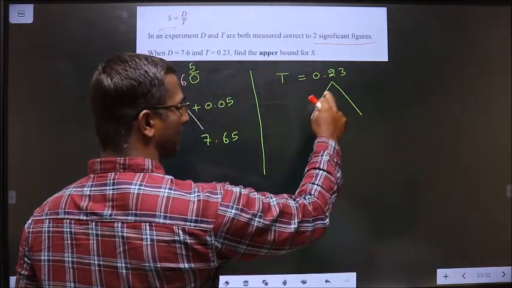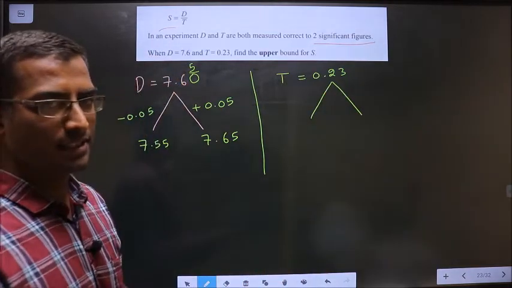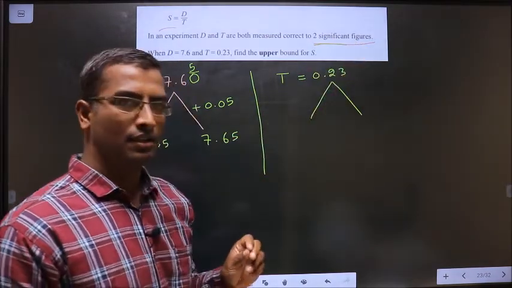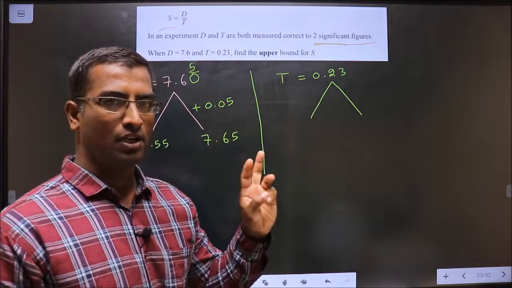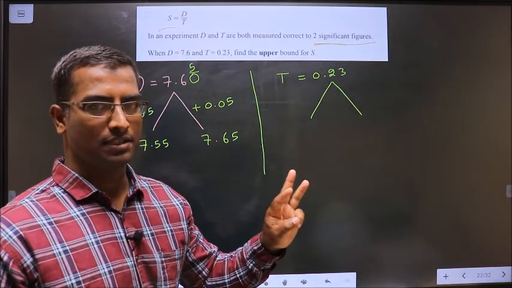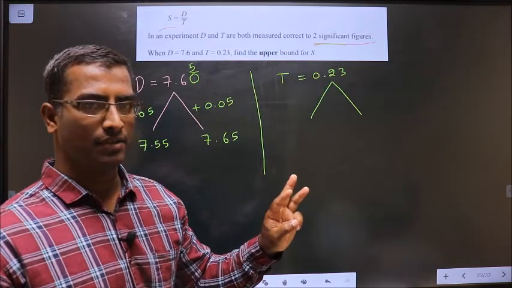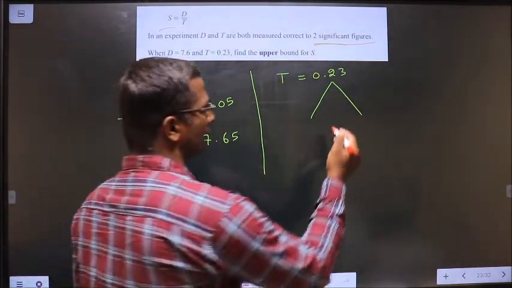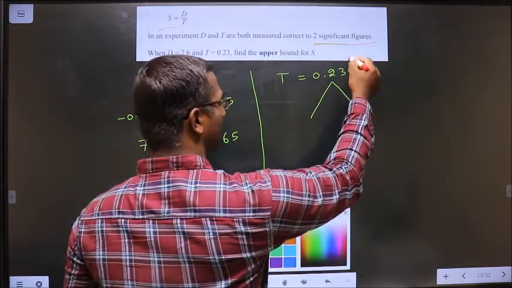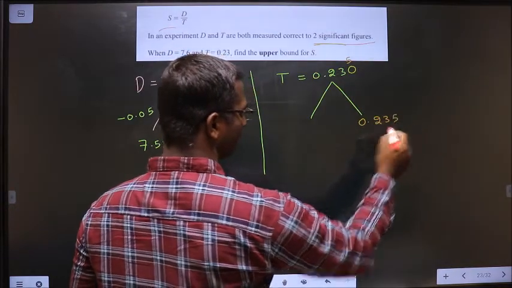Now, what should I subtract and add to get lower and upper bound? How do I decide? I decide in this way. See, even this is also correct to two significant figures. That means earlier there were 3, it got rounded to 2. So now you should make it back again to three significant figures. So what should I do such that it gets converted back to three significant figures? See, here it is 0 now. If I get a 5 over here, then this is now three significant figures.